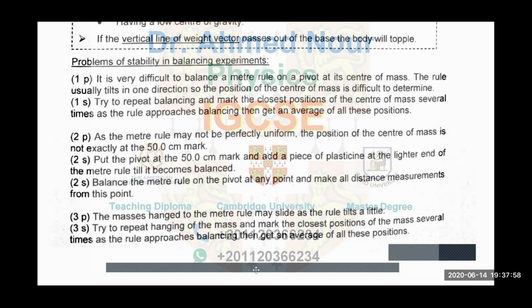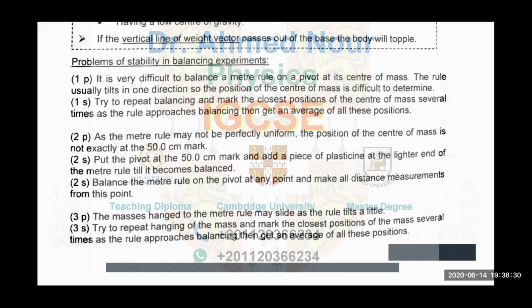Next, balance the meter rule on the pivot at any point and make all distance measurements from this point. This means you put the meter rule on the pivot and see where the center of mass is. It will be 50.5, 51 centimeters, and you try to put different weights and take the equilibrium state at this condition.